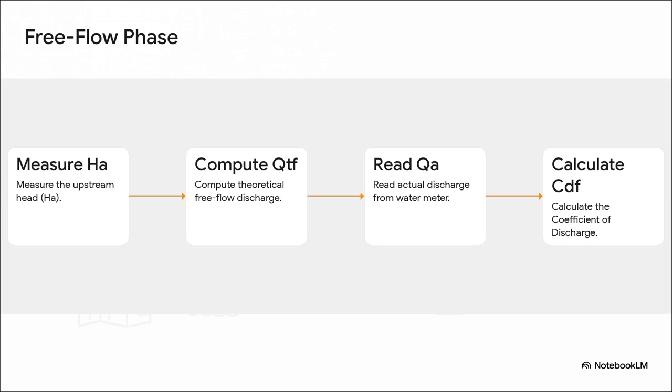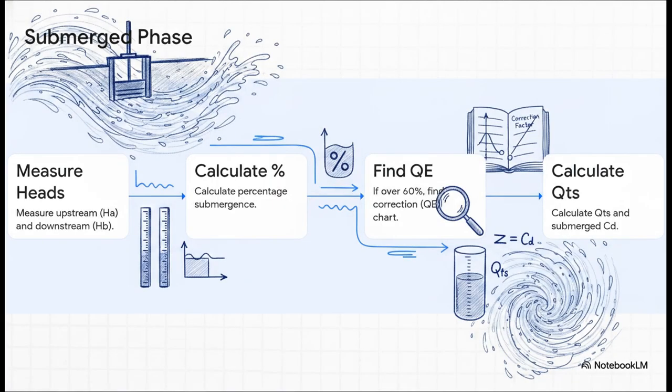And step 4, you calculate the free flow coefficient of discharge by comparing your actual reading directly to your theoretical math. Next, we introduce a little chaos, testing submerged flow. You'll close that tailgate slightly to back up the water. Step 1, measure both the upstream head, HA, and the new downstream head, HB.